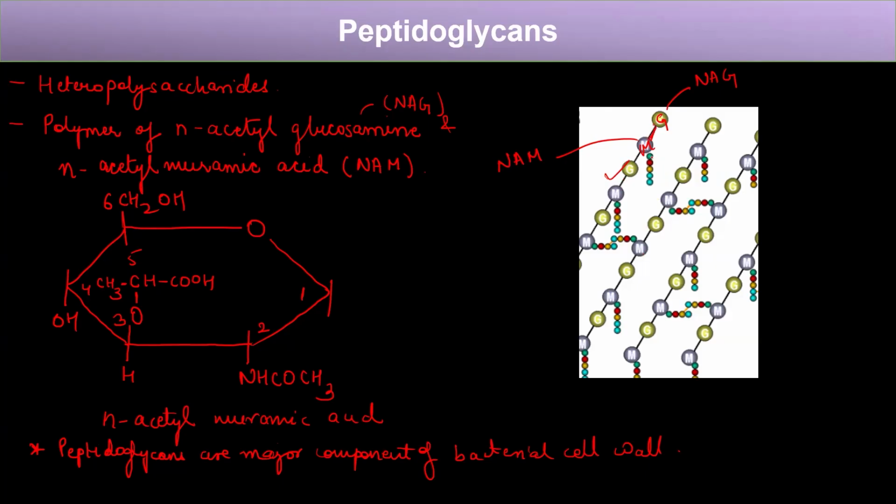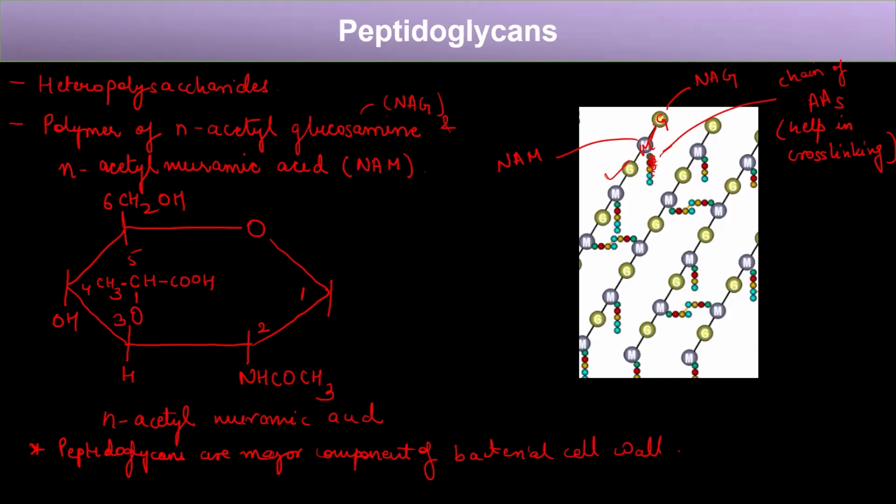And on the NAM, we have this chain. This chain is a chain of amino acids. And this amino acid helps in what? Cross-linking. Okay. And this is how the bacterial cell wall structure looks. So this is how the peptidoglycan structure looks. It is a chain of NAM and NAG, and then it also comprises a chain of amino acids in the bacterial cell wall that helps in the cross-linking.